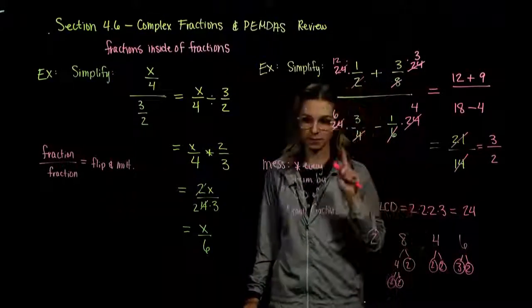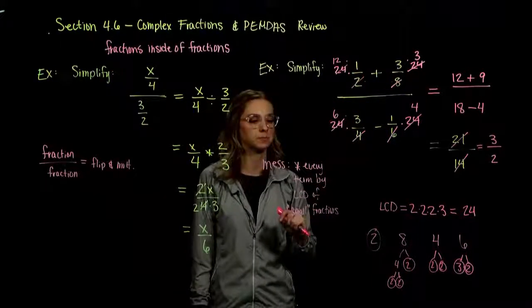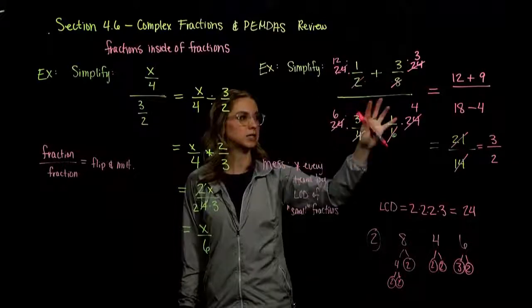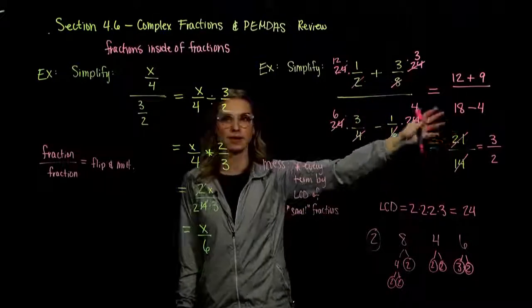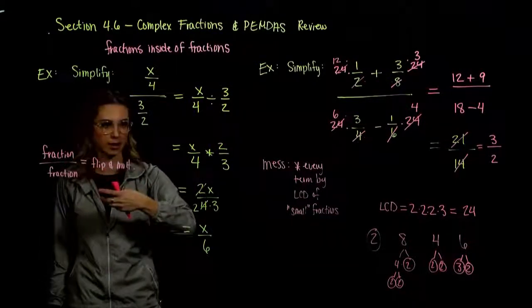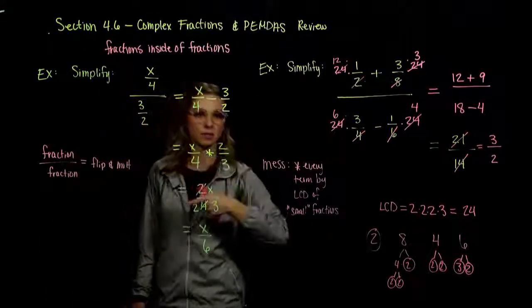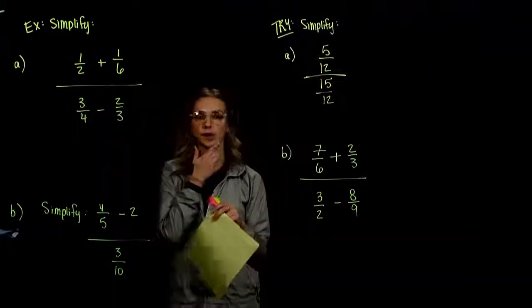And we did it by multiplying every single term by our LCD. So when it fits this super messy form, that's what we're going to do, because that's the quickest way to get to the end. And when we've got a fraction divided by a fraction, we're just going to flip and multiply, because we've had practice with that as well. All right, so let's keep practicing with a few more examples before you try your own.